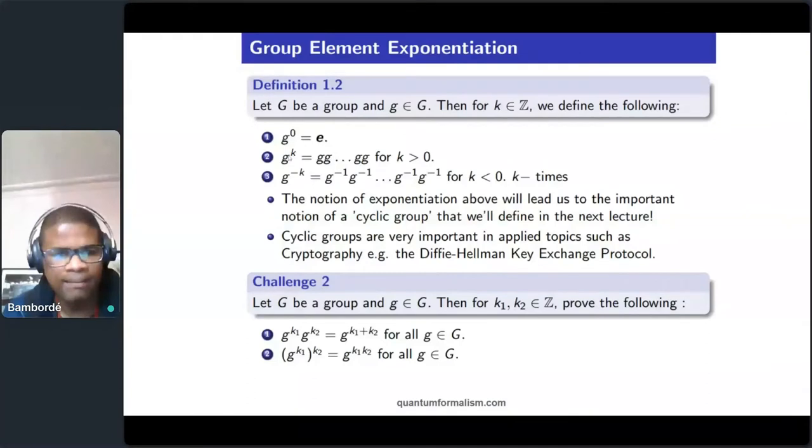So g to the power of k just means applying the binary operation k times, when k is greater than zero. When k is negative, you apply the same thing, but to the inverse of g. This is what this is telling you. I hope it's not confusing. I will add the k times here in the slides. There was a bit of a mess up on the slides.